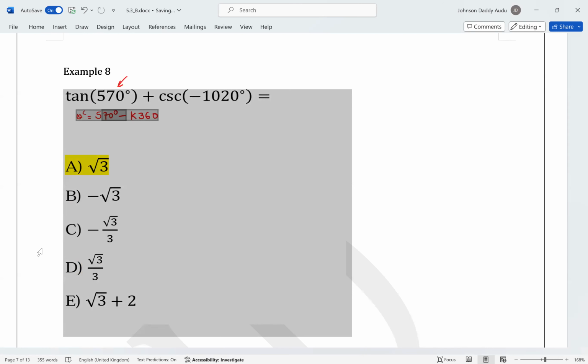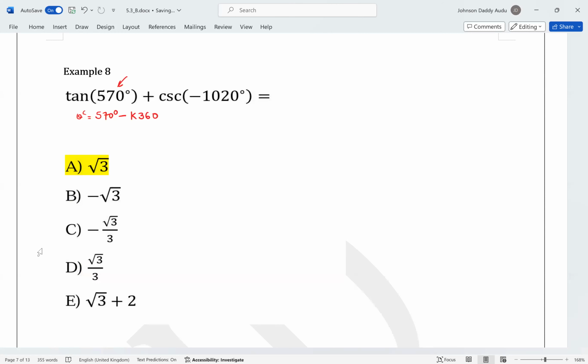570, we'll subtract 360, and we will have 210, yes? So this is when we take K to be 1. So the coterminal will just be 570 minus 360, which is 210 degrees. So it means we're going to use the coterminal. So let me do it separately.